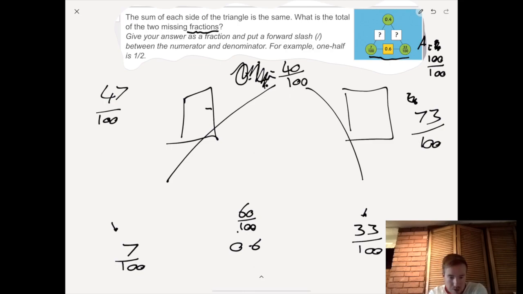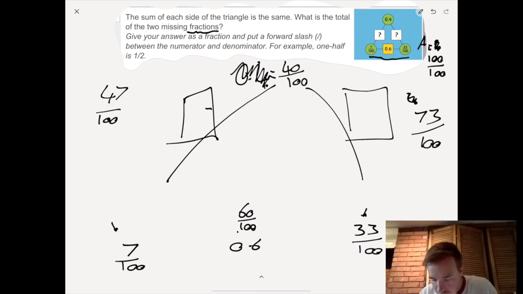Right, so am I done? The sum of each side of the triangle is the same. What is the total of the two missing fractions? Sorry, there's something upstairs. What is the total of the two missing fractions? So all I need to do is add them together.